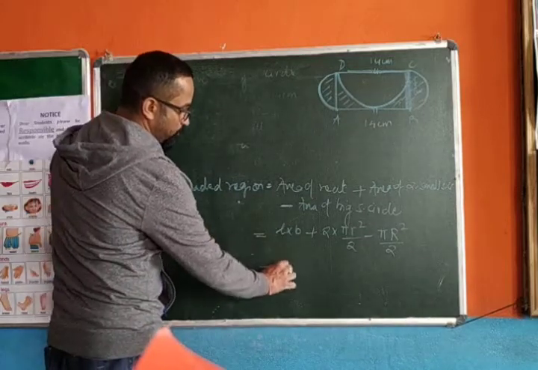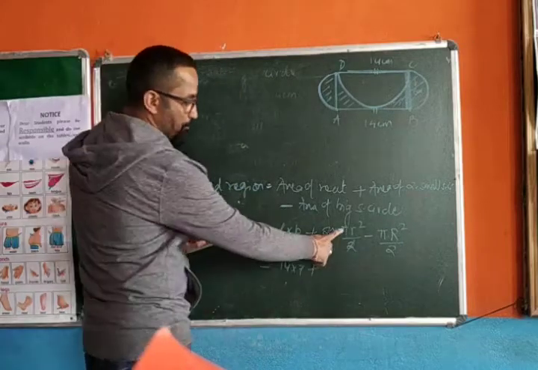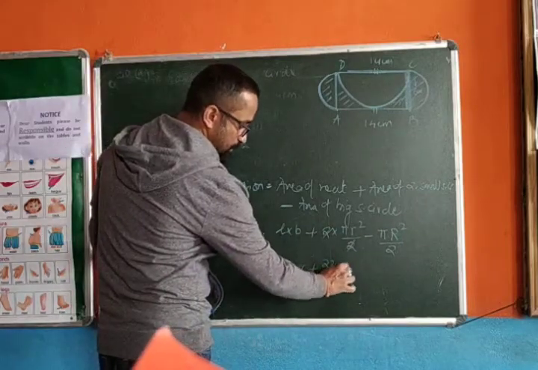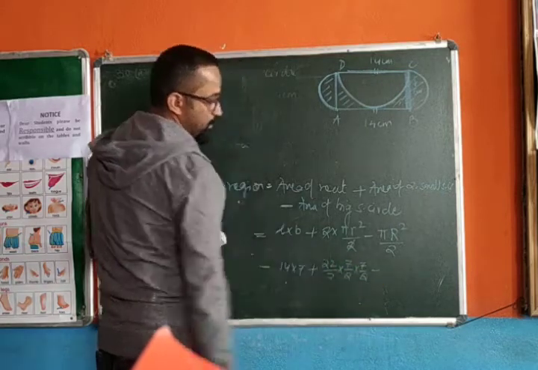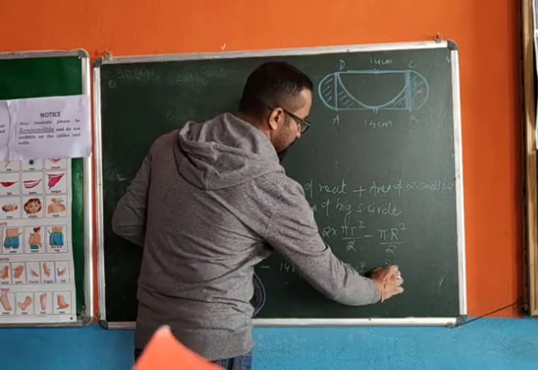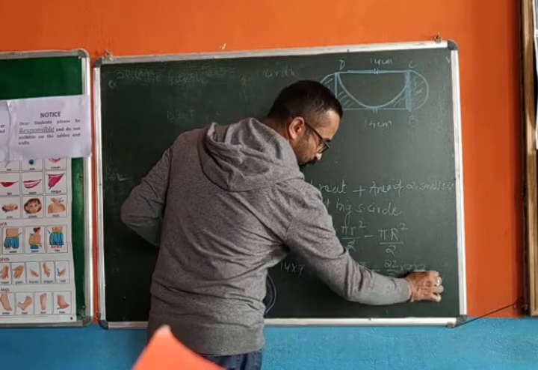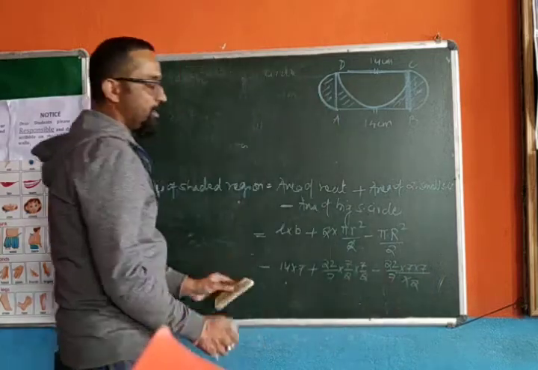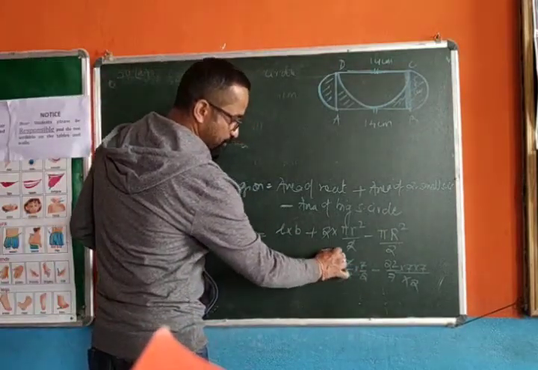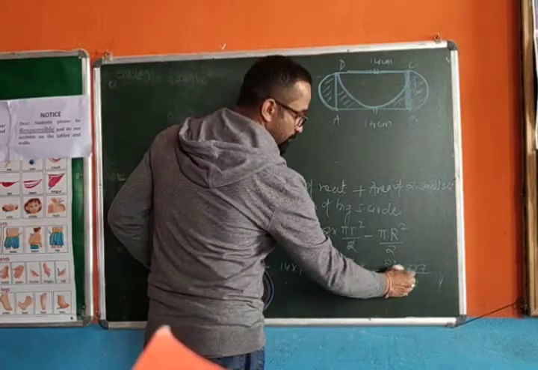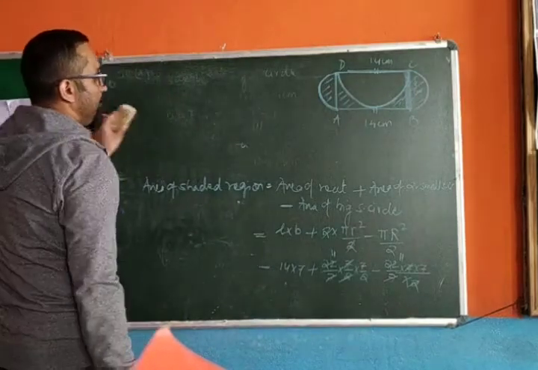Length we know this is 14, breadth is 7, 2 cancels, pi is 22 by 7, radius of small one is 7 by 2, 7 by 2 minus pi is 22 by 7, radius of big one is 7 into 7, whole thing divided by 2, so you write 2 here only. Now cancel it. 7 cancels 2 11 times. You cannot cancel now. Write down the values which are left.